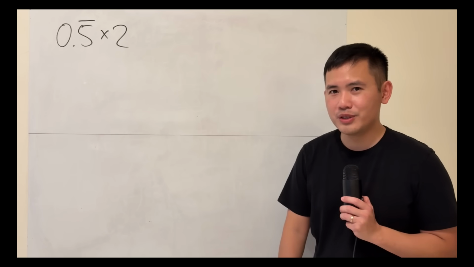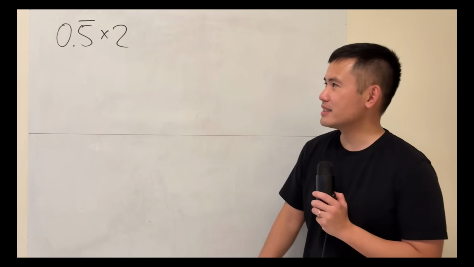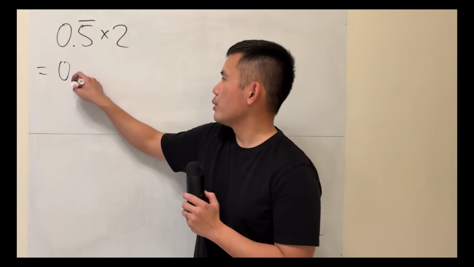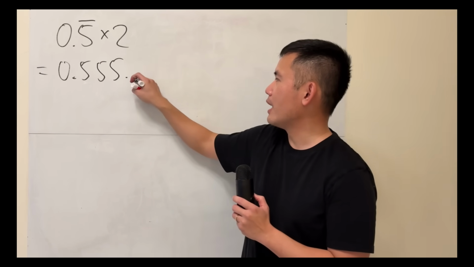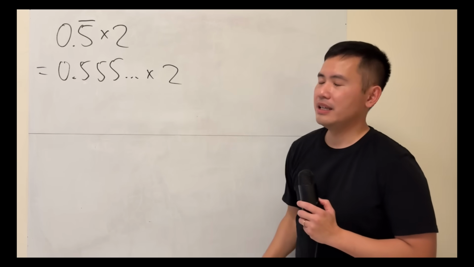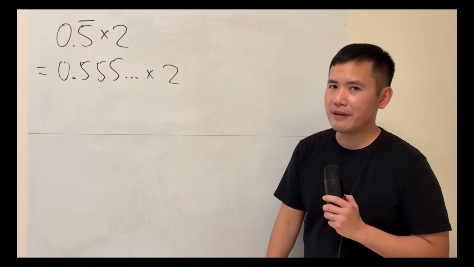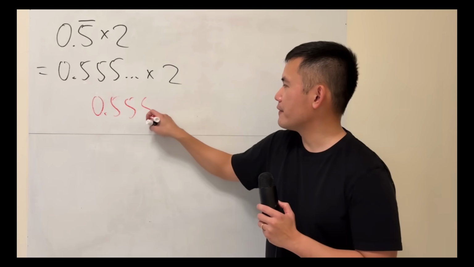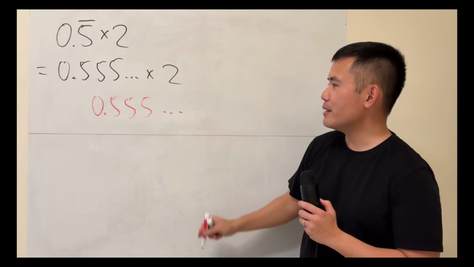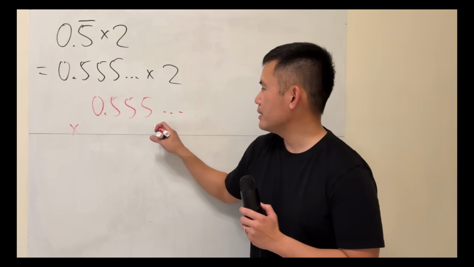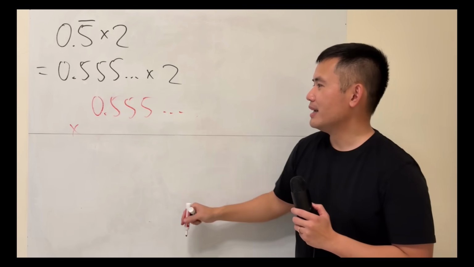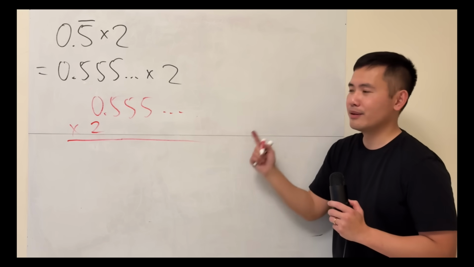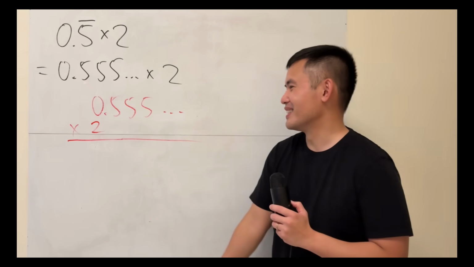Okay, for the people who are still watching, here's another way for you guys. 0.5 bar times 2. We can look at this as 0.555 forever times 2, right? And let's do this the old-fashioned way. Let's go ahead and write down 0.555 and infinitely many of them and multiply by, where am I going to put a 2, right? I'm just going to put a 2 right here because technically there's no end. So it's weird. Let's have a look.